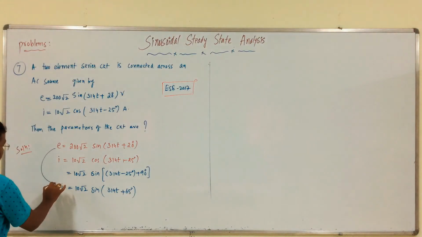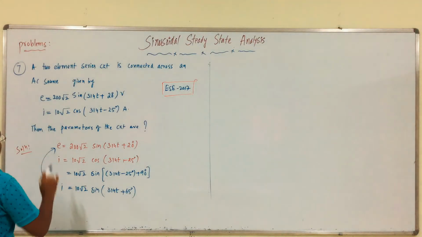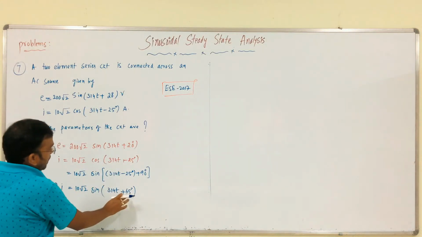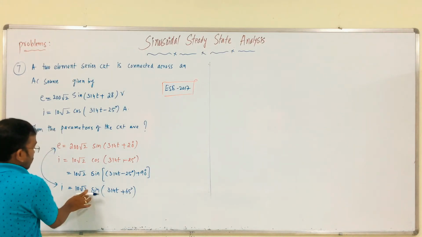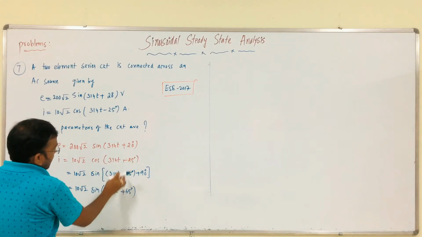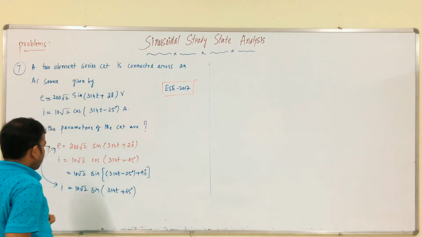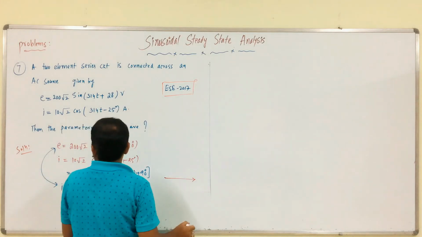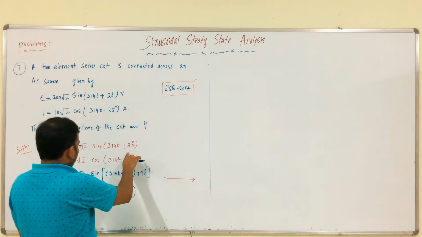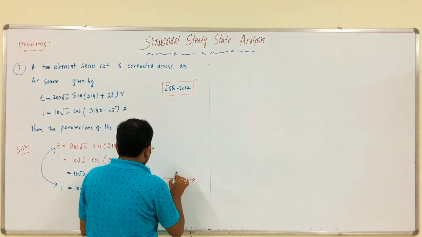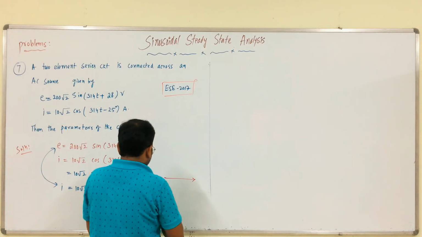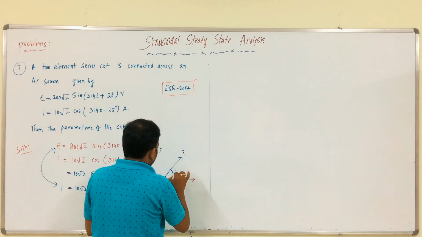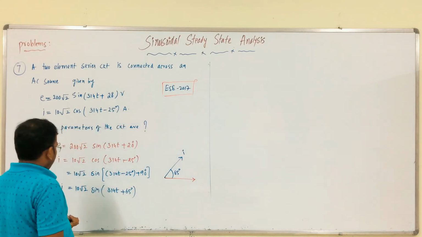Now we have to compare E and the current. This is 200 root 2 sine(314t plus 20). Now the current is 10 root 2 sine(314t plus 65). Different magnitudes, but the same frequency. Here we have plus 20, here we have plus 65. This is taken as the reference. For example, voltage is plus 20, current is plus 65. This is current; from the reference to this is 65.